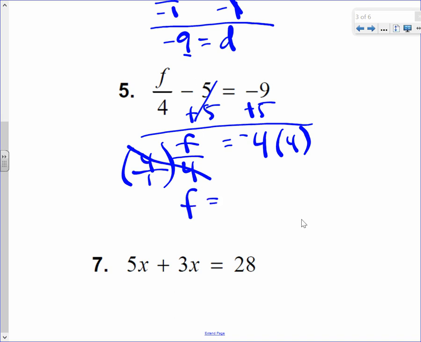So the f is alone. What's a negative times a positive? That was week 1 in here. Negative times a positive would be negative. Careful. When the signs are different it's negative, so it's just negative 16.